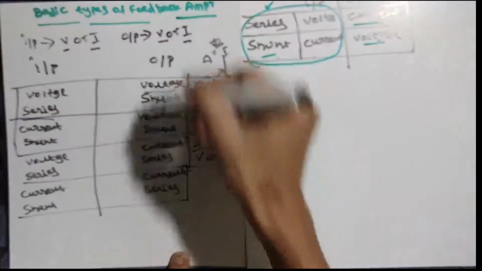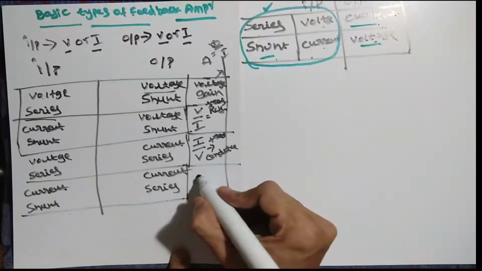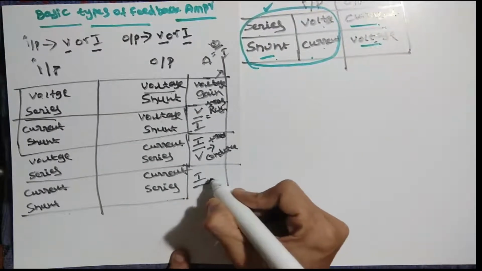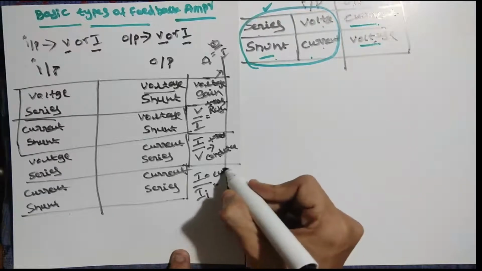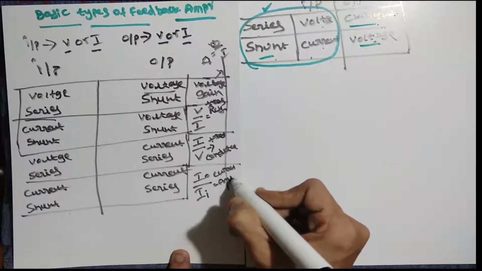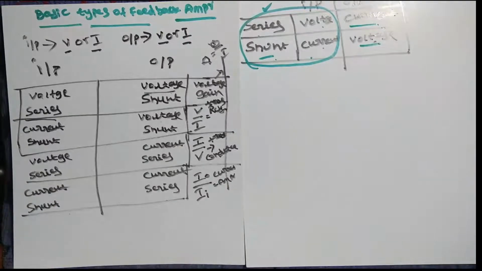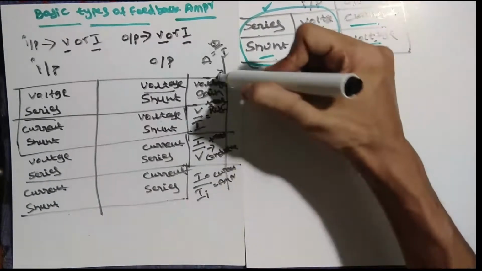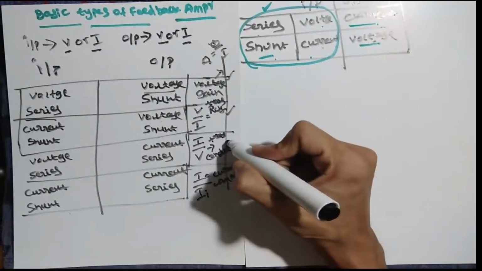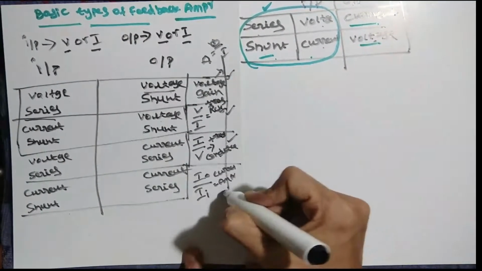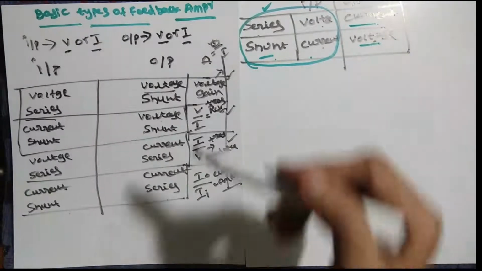Similarly, the last one, both are current, so name it very easily. We have Io by Ii, so it is nothing but current gain or current amplifier. So we can name the four types of amplifier: first one is voltage amplifier, second one is transresistance amplifier, third one is transconductance amplifier, fourth one is current amplifier, and gain is related to that.